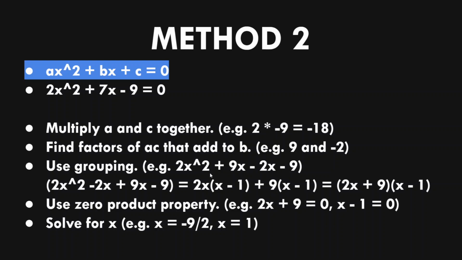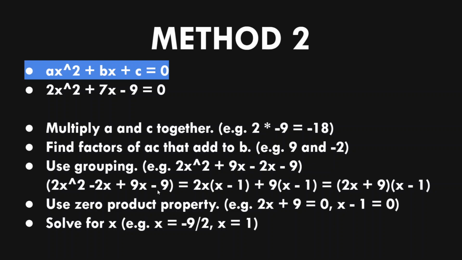And then you want to reorder this so you can easily factorize it later. So you reorder it into 2x squared minus 2x plus 9x minus 9. And because the first two terms have the common factor of 2x, you factor that out. And then the last two terms have the common factor of 9, so you factor that term out as well. And then you finally get the binomials of 2x plus 9 times x minus 1.